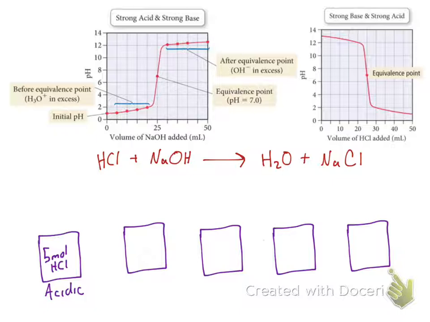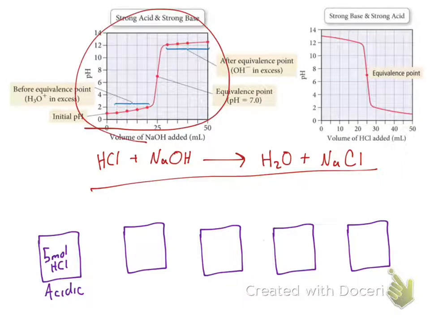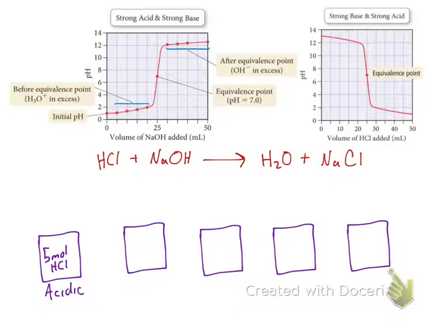So if we're given an unknown acid, we would neutralize it with a known base. And if we're given an unknown base, we would neutralize it with a known acid. And so what we're going to do is use this particular chemical reaction to help us learn how this graph works and how we can determine the unknown concentration of an acid.